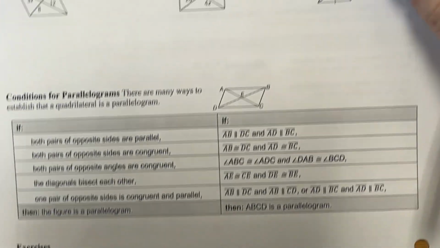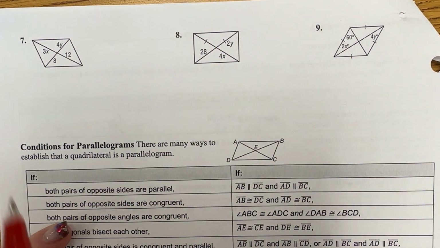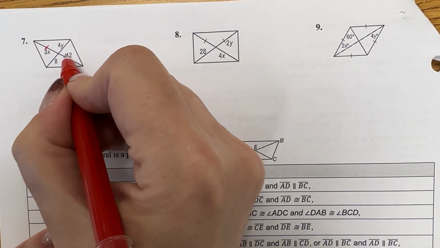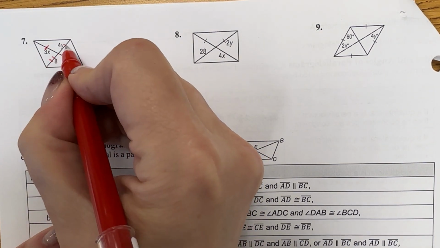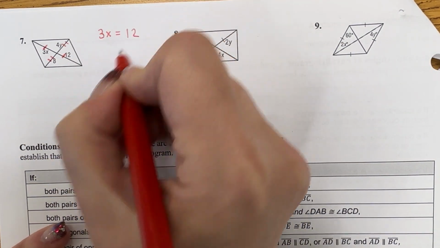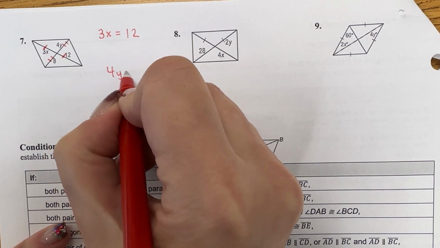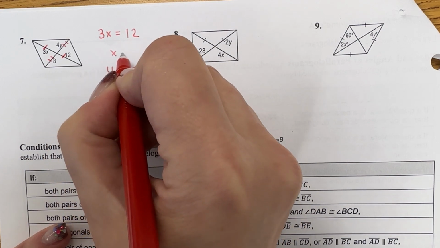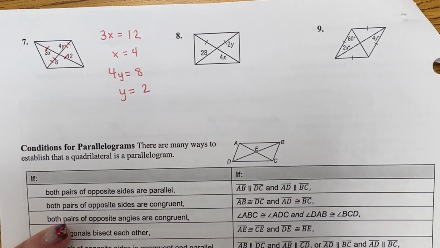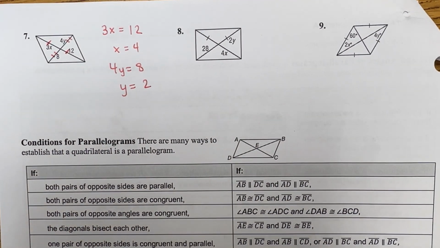Let's try one up here at the top real quickly. Let's pick this one. So I know those are diagonals. They bisect each other. So I know that 3x equals 12. I also know that 4y equals 8. So x equals 4 and y equals 2. All right, so that's kind of your basic problems.